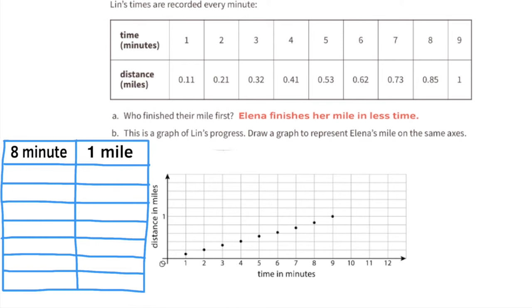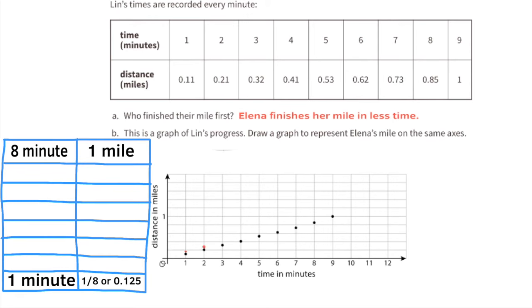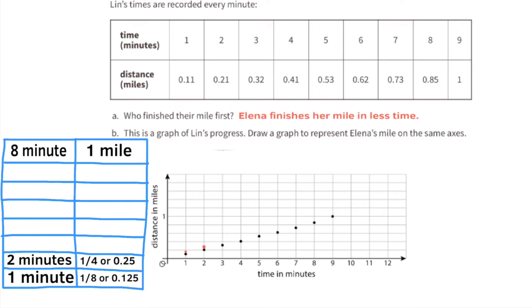B, this is a graph of Lynn's progress. Draw a graph to represent Elena's mile on the same axes. I've decided to create a table on the left-hand side. We know that it takes Elena 8 minutes to run 1 mile. 8 divided by 8 equals 1 minute, and 1 mile divided by 8 equals 1/8 of a mile, or 0.125 miles. 1 minute times 2 equals 2 minutes. 1/8 of a mile times 2 equals 1/4 of a mile, or 0.125 times 2 equals 0.25 miles.